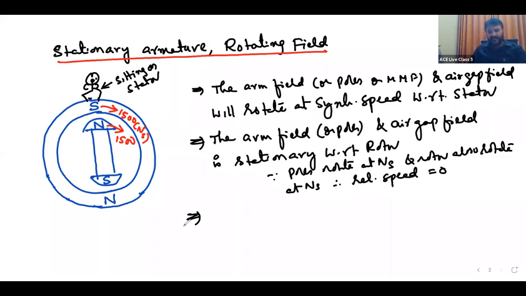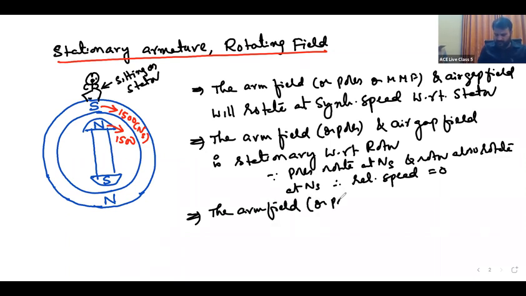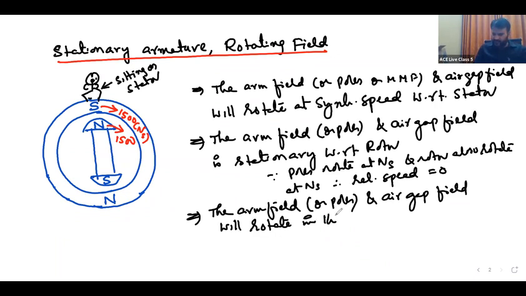And in which direction do the armature poles rotate? Armature poles rotate in the same direction as the rotor rotation. If the rotor is rotating clockwise, say, the armature poles must also rotate in the clockwise direction. Therefore, the armature field poles and the air gap field will rotate in the same direction as the rotor rotation.